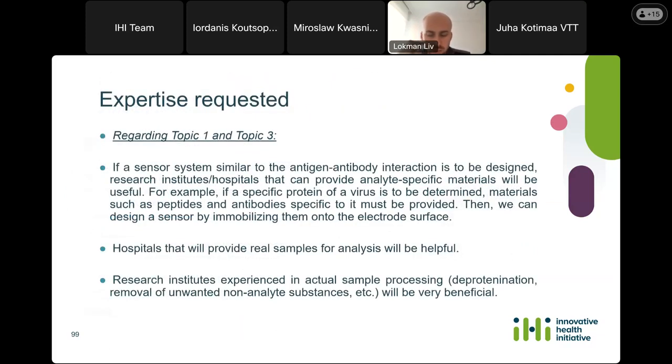Finally, our requested exercise is that if a sensor system similar to the antigen-antibody interaction is to be designed, research institutes and hospitals that can provide analyte-specific materials, or we can purchase them, will be useful. For example, if a specific protein of a virus is to be determined, materials such as peptides and antibodies specific to it must be provided or purchased. Then we can design a sensor by immobilizing them onto the electrode surface. And also hospitals that will provide real samples for analysis will be helpful, and research institutes experienced in actual sample processing will be very beneficial. Next slide, please.